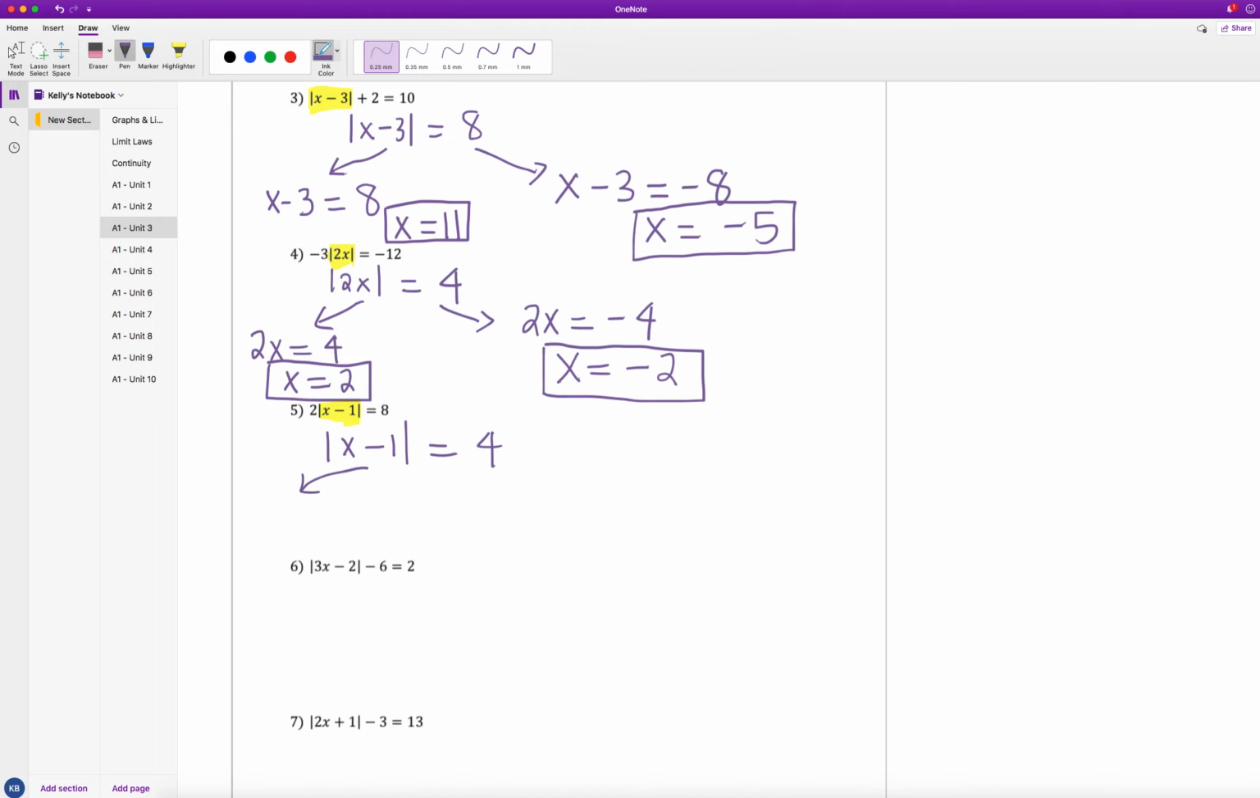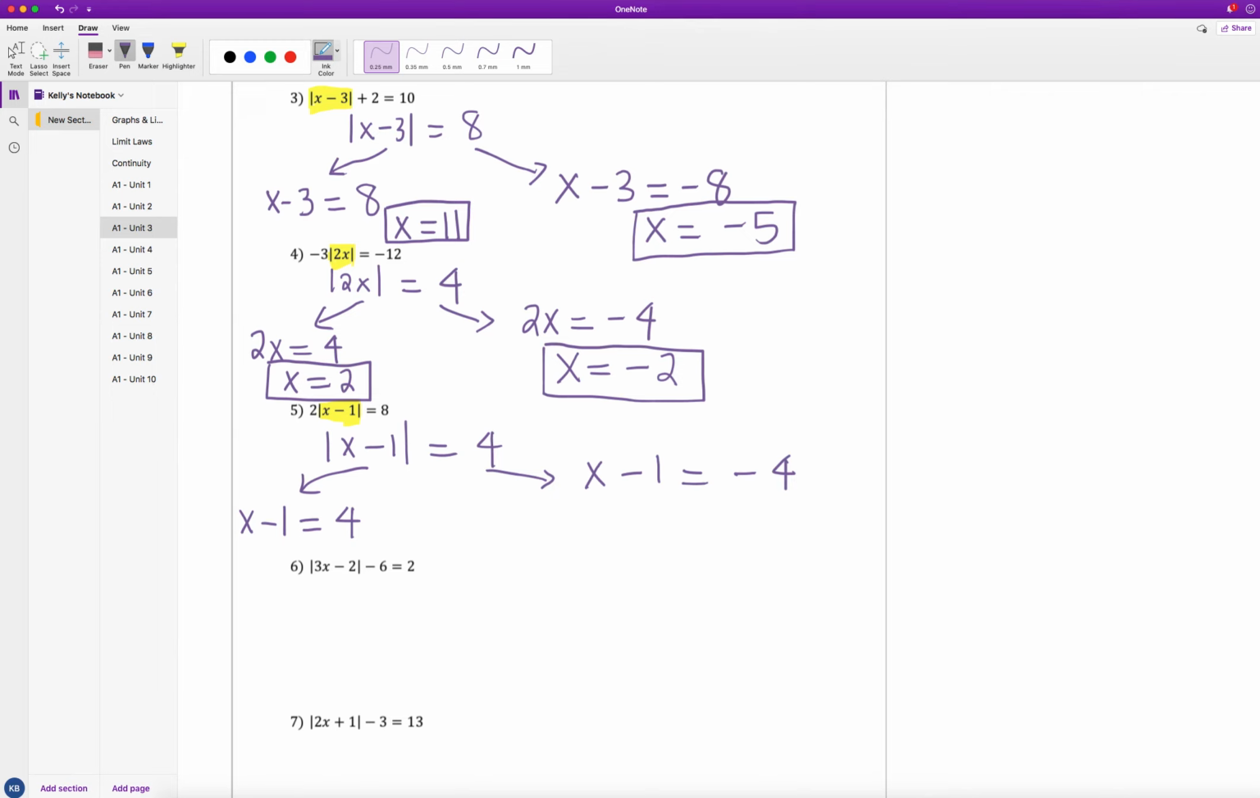Now I can go ahead and split it into 2 cases. The first case will be the x minus 1. Remember, the stuff inside the absolute value is never going to change in this step. So I get x minus 1 equals positive 4. And then the other case where I get x minus 1 equals negative 4. Again, that stuff inside the absolute value, so the x minus 1, does not change in this step.